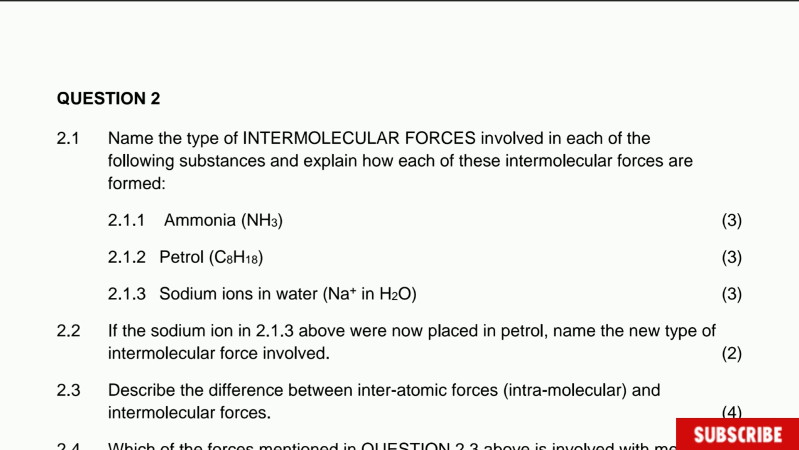Now the first question 2.1 says, name the type of intermolecular forces involving each of the following substances and explain how each of these intermolecular forces are formed. Now the first one, ammonia. The type of intermolecular force that ammonia is going to have is hydrogen bond.